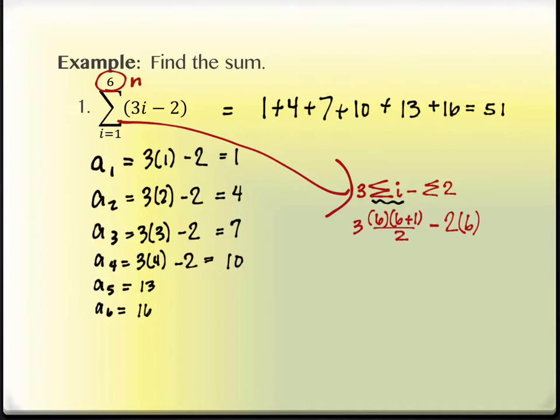Okay, so I'm not suggesting that this is easier than what we did. I'm just showing you that it's going to give me the same answer. So if I take 6 times 7, what do I get? 42 divided by 2, 21. And then I would have 3 times 21. What is 3 times 21? 63. And then I'd have 63 minus 12. And what is 63 minus 12? 51.